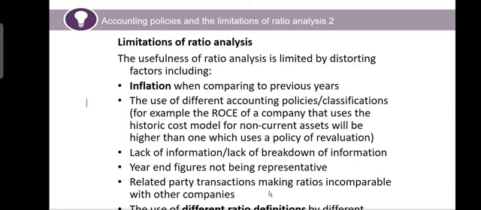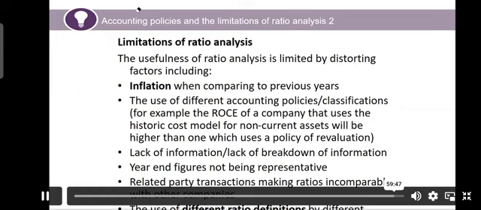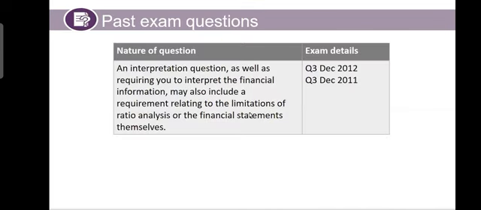Then related party transactions make ratios incomparable with other companies. You cannot compare with other companies, because in your company, you are showing a very good picture. You say that I make a profit of 11%, whereas the market is making a profit of 9%. You are making 11% because you are doing a lot of related party transactions, which give you some kind of benefit. So you can't compare yourself with the market. The market is doing business under competitive terms. You are doing business with your friends and family. You can't compare it. So there are many, many limitations of ratio analysis.